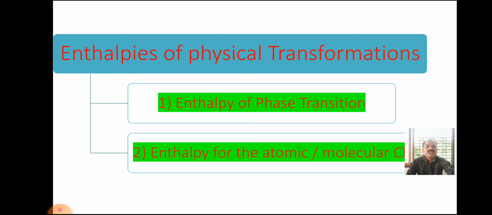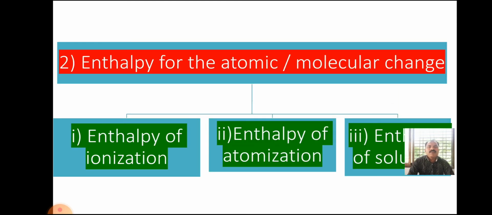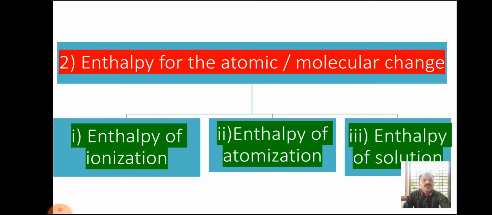So today we will discuss the second type of enthalpies of physical transformations, named enthalpy for the atomic or molecular change. The enthalpy for the atomic or molecular change has three different subtypes. Number one, enthalpy of ionization. Number two, enthalpy of atomization. And number three, enthalpy of solution. We will see them one by one.